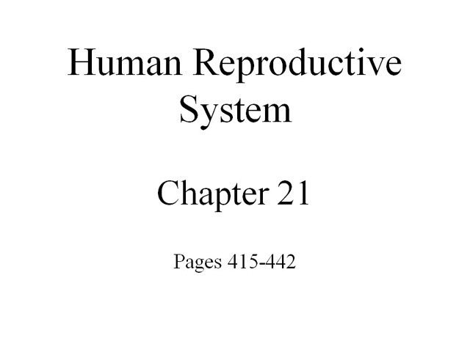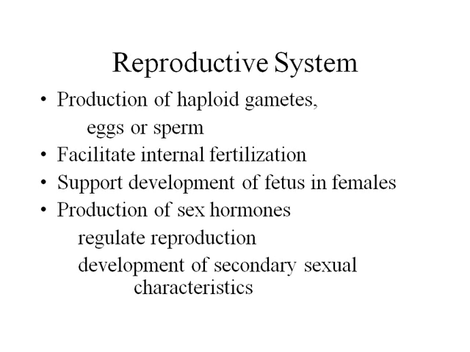Chapter 21 covers human reproductive systems. Reproductive systems have several functions. Within the ovaries or testes of organisms, meiosis occurs, producing haploid gametes, either eggs or sperm.